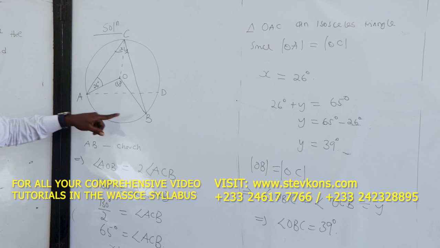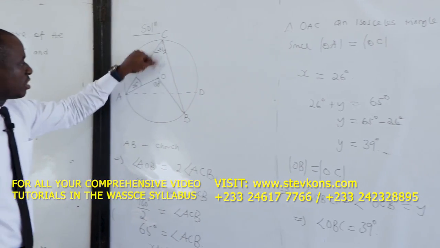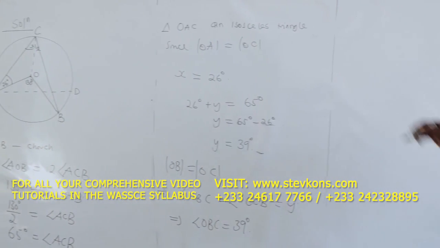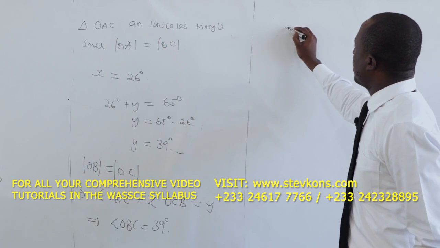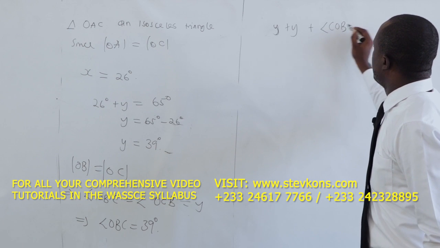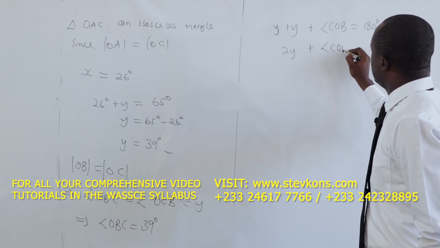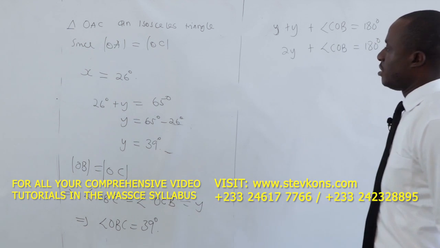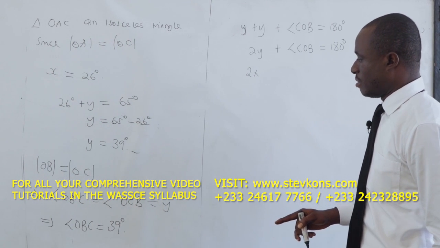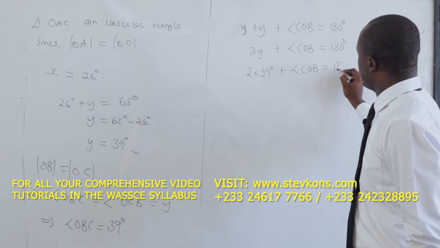Now let's see the second part. The second part says that you find COB, the angle over here. We know here to be 39, so considering the triangle, the sum of angles in it equals 180, so we'll be able to find COB. So over there, you can say Y plus Y plus COB equals 180 degrees. Now this is giving us 2Y plus COB equals 180 degrees. Now, what is Y? The Y is 39 degrees.